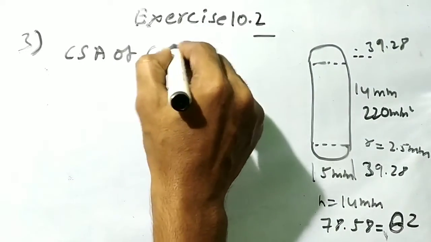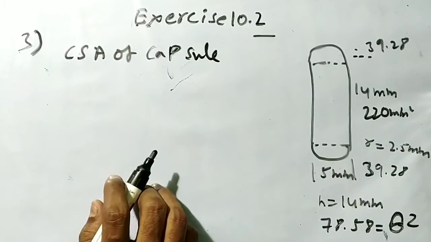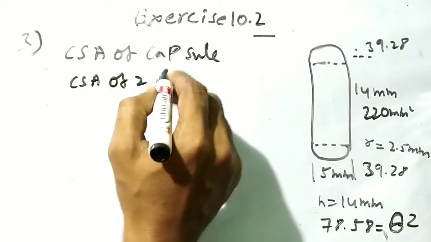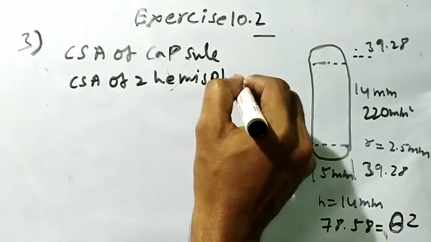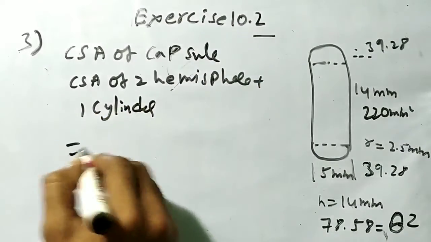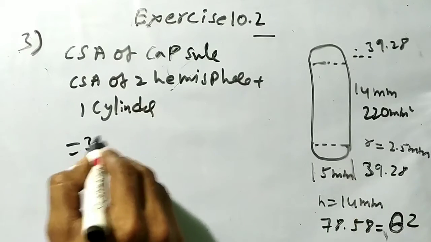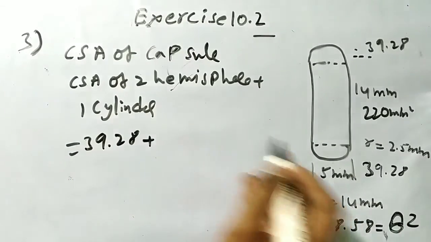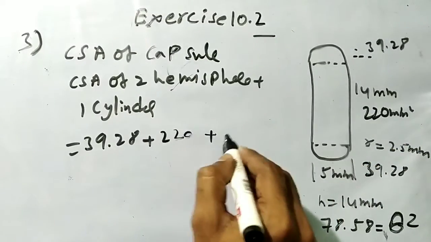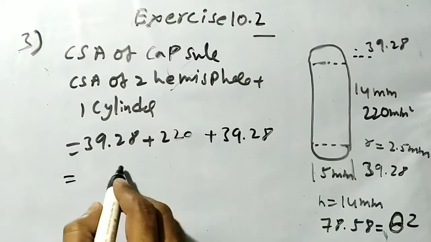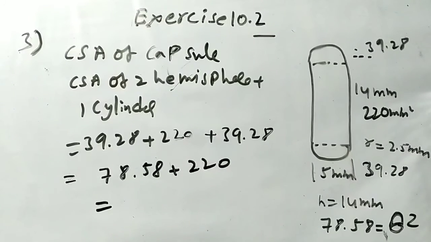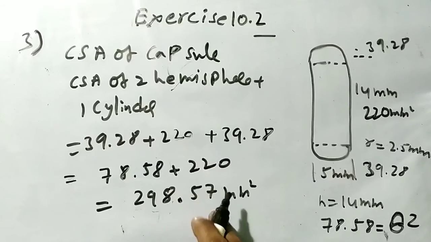This is a capsule, which is a combination of two hemispheres. That is the CSA of 2 hemispheres plus 1 cylinder, which makes 39.28 plus 220 plus 39.28, which is nothing but 78.58 plus 220, equals 298.57 mm square, because they have given mm square.